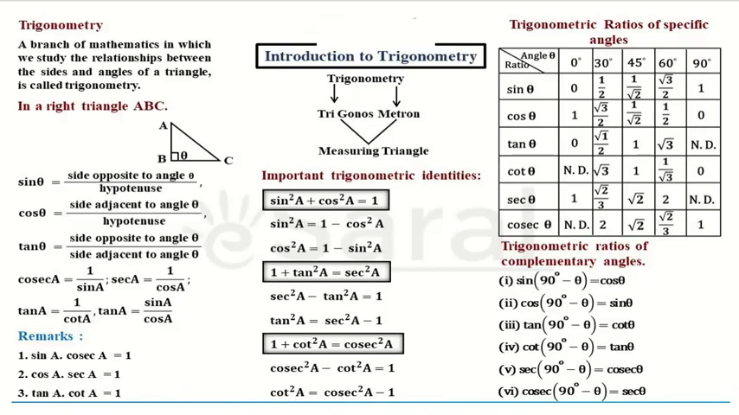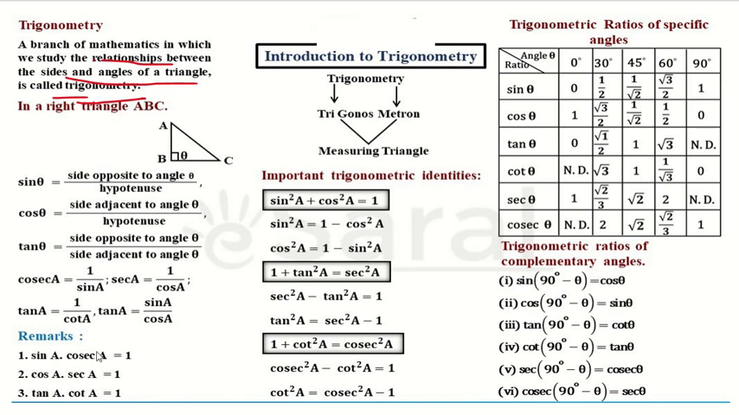Okay, so let us have a quick recap of whatever we learned in trigonometry. What is trigonometry? It is a branch of mathematics which helps to study the relationship between angles and sides of a triangle, especially a right triangle. In the right triangle, sine theta is opposite side by hypotenuse, cos theta is adjacent by hypotenuse, and tan theta is opposite by adjacent. Cosecant is 1 by sine, secant is 1 by cos, tan is 1 by cot, and tan is sine by cos.